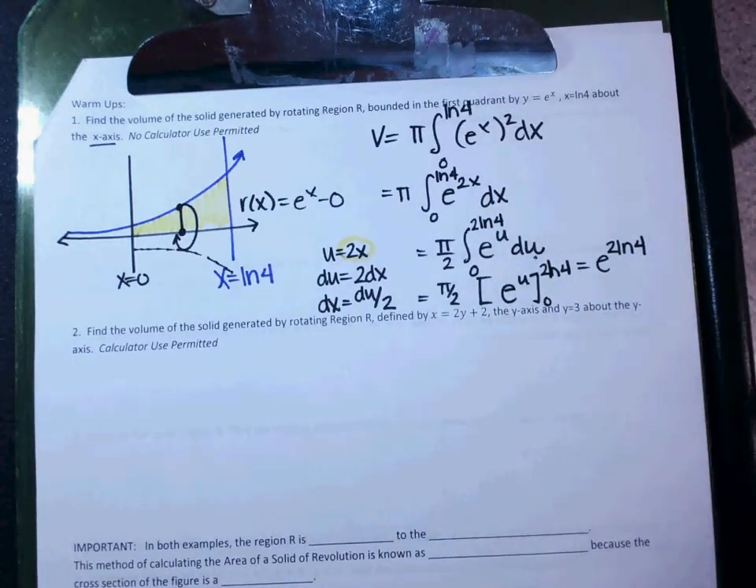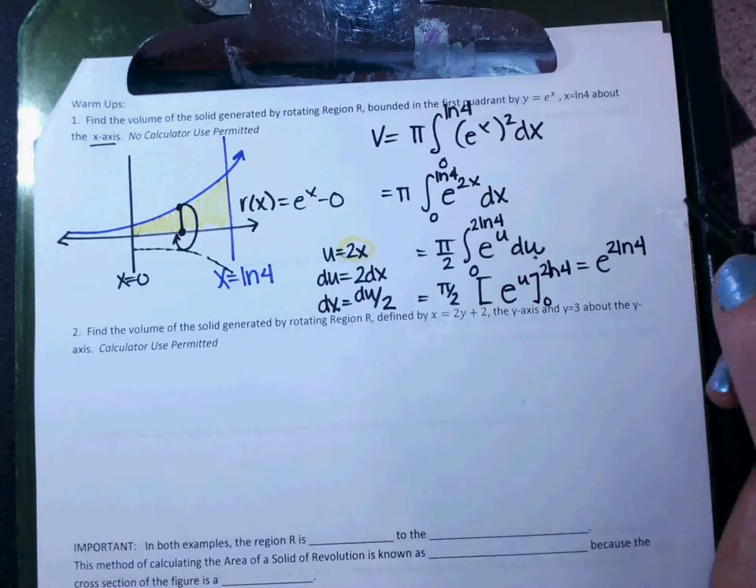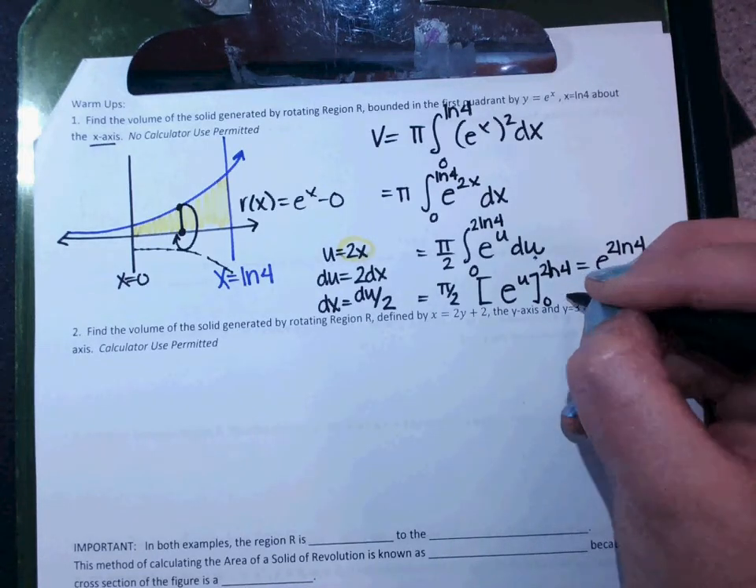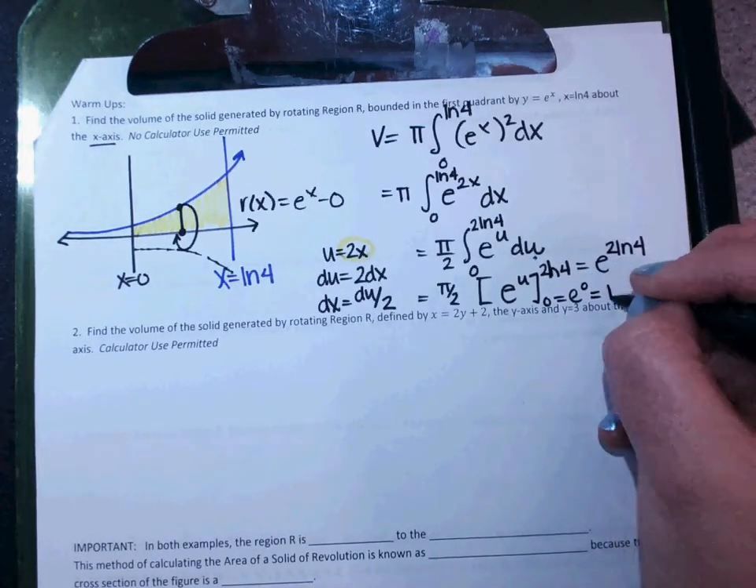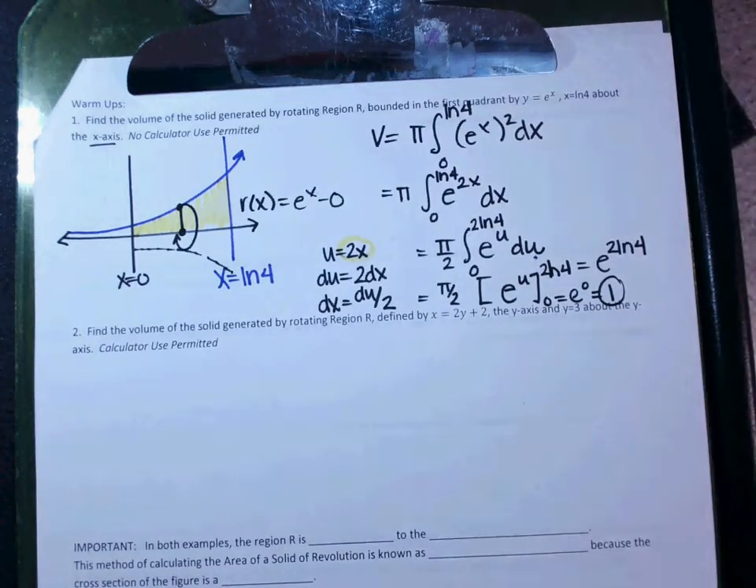Did the ln cancel out? They are going to cancel out, but they can't just cancel out right now. Okay, then for my 0, what would I get? 0? E to the 0, which is 1. Okay, let's deal with the e to the 2 ln4 for a second.